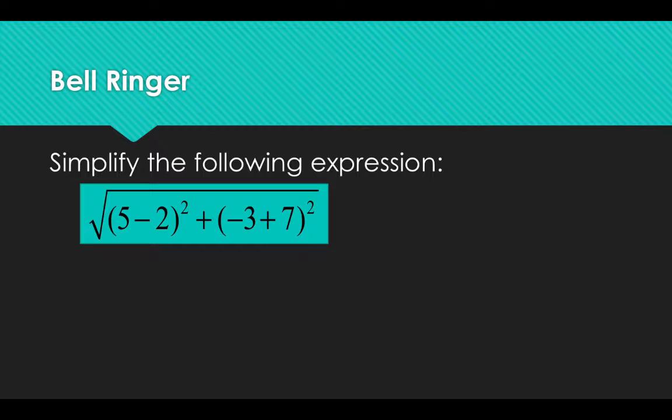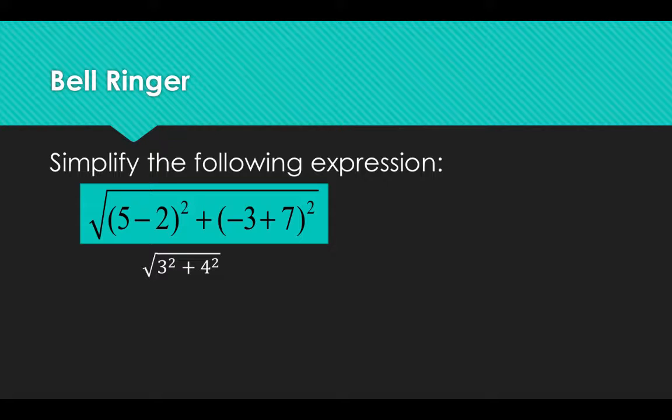We need to work on our order of operations here. So the first thing we do is parentheses. So 5 minus 2 is 3. And negative 3 plus 7 is 4. So I now have the square root of 3 squared plus 4 squared. We can look at that big square root sign as like a set of parentheses.